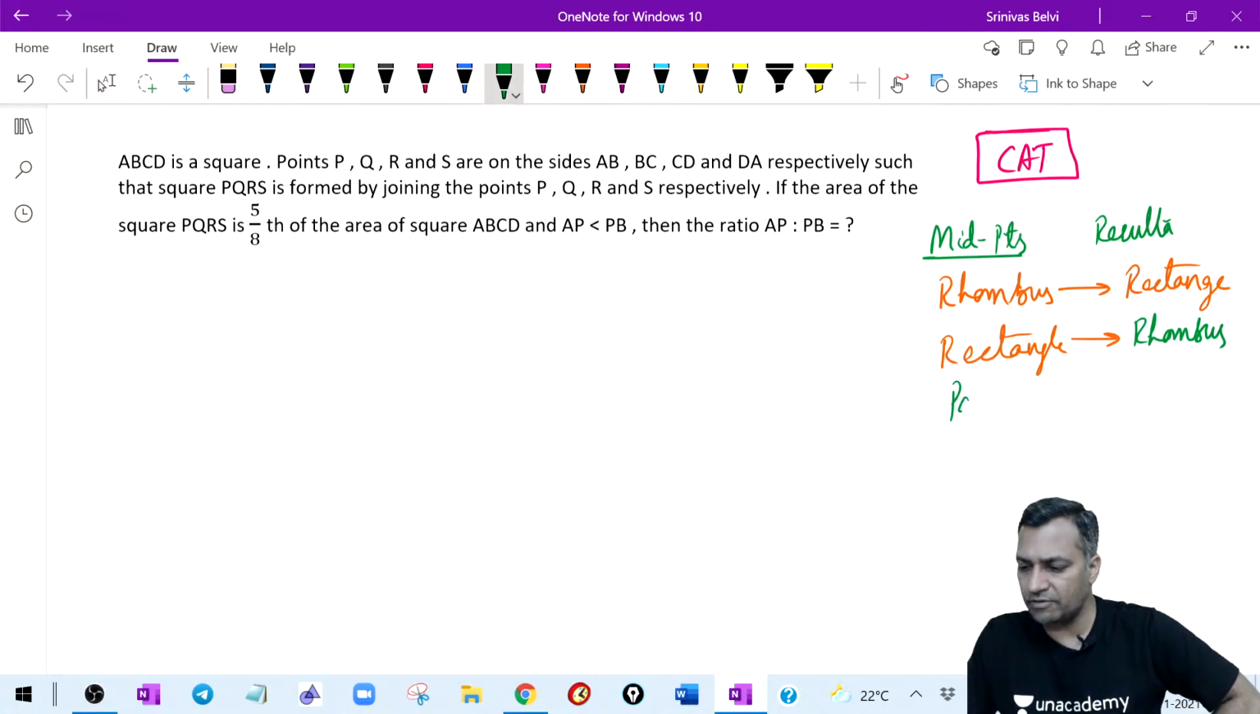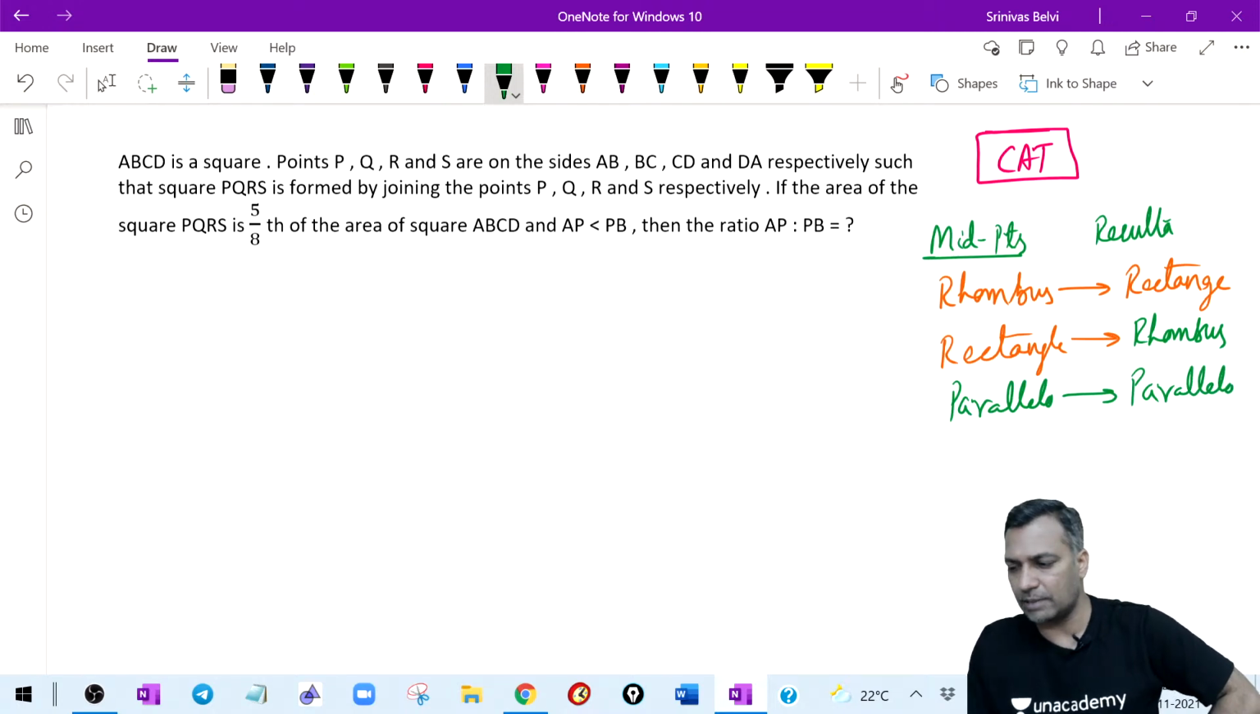Okay, midpoints of a parallelogram is another parallelogram. Midpoints of a rhombus is a rectangle. Midpoint of a rectangle is a rhombus. What is the midpoint of a square?